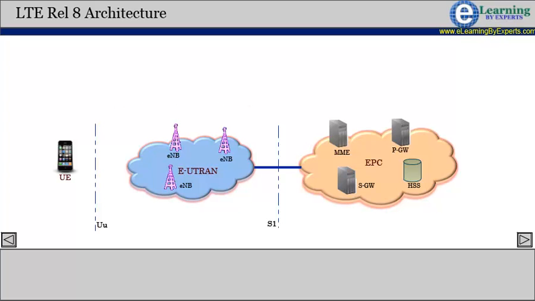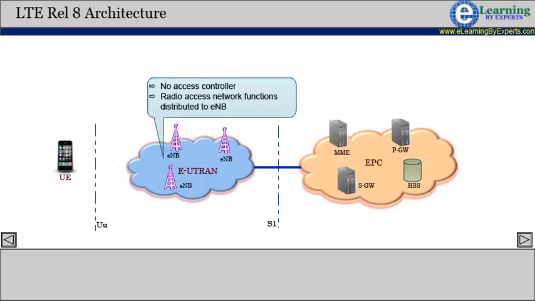A departure from pre-4G architectures, the E-UTRAN is notably missing a controller. All of the radio access network functions are distributed to the cell site equipment, the evolved Node Bs, eNBs.